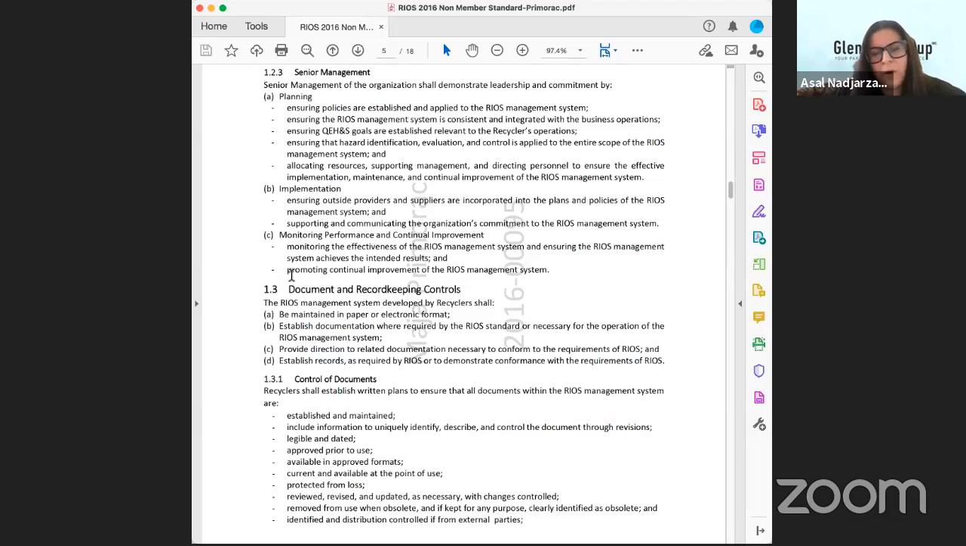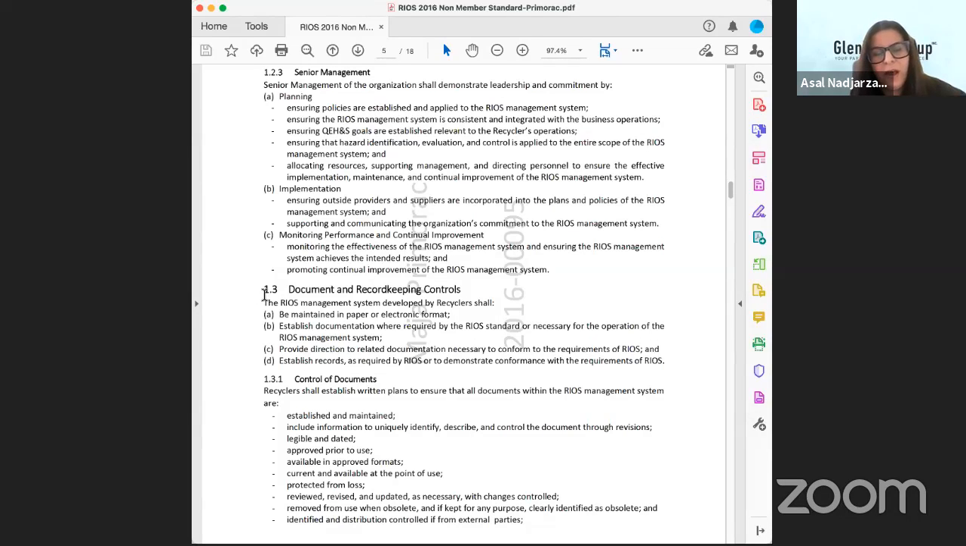So as you know, this series we're going over RIOS 2016, the Recycling Industry Operating Standard. And today we are on deck. We have section 1.3, document and record control. So I'm going to open the standard if everyone can see that.